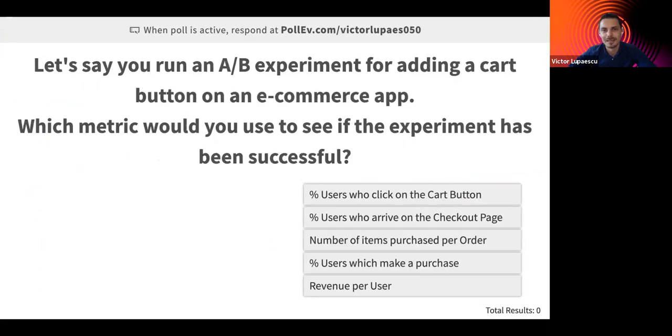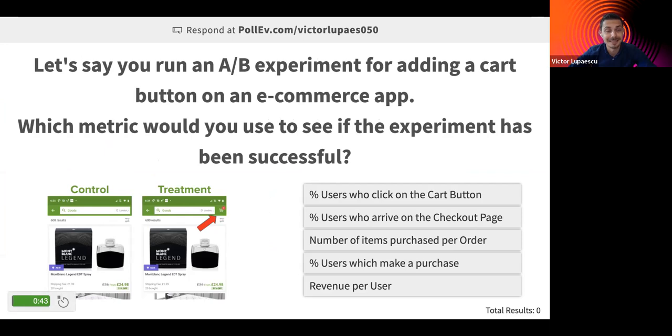Let's skip the leaderboard to be a surprise at the end. This one is a little bit trickier, and it's about choosing the right metric. So think that you have these two cases. I have a case where I don't have a cart button, and the case where I do have a cart button, and I'm trying to see if I add a cart button on an app, if it helps me or not. How should that help me? What metric can I use to compare the results between control and treatment?